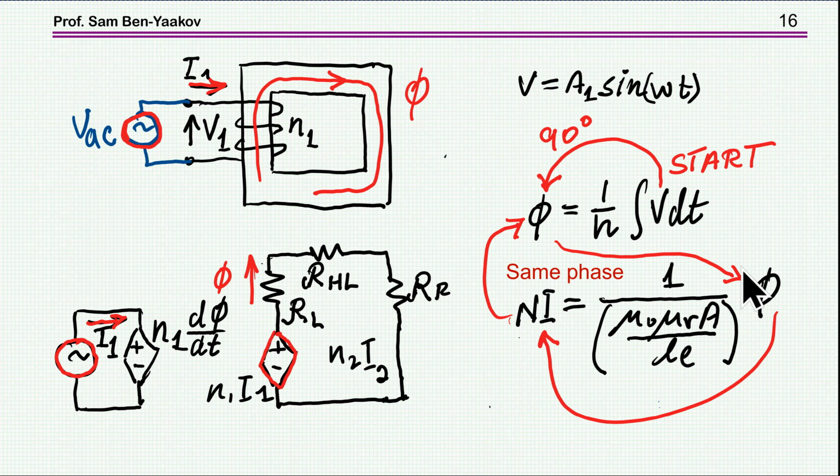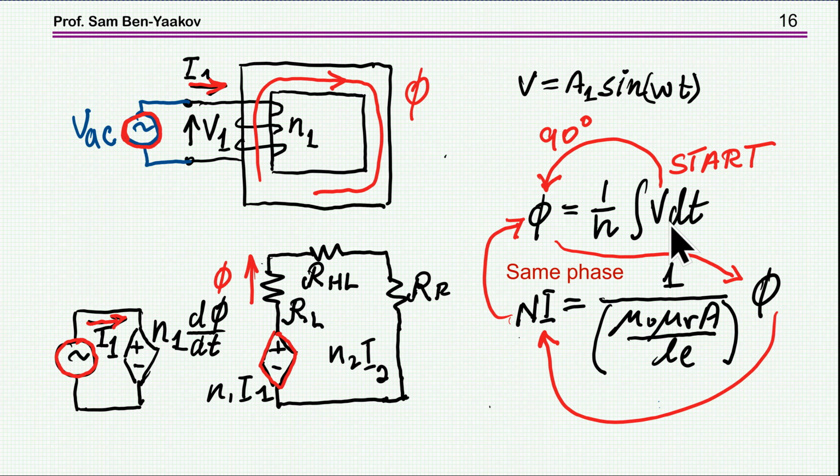This flux is then generating this MMF. The MMF is now causing current at the input. So this will be the process of building up the flux within the core. But it has nothing to do with the transformer as yet.